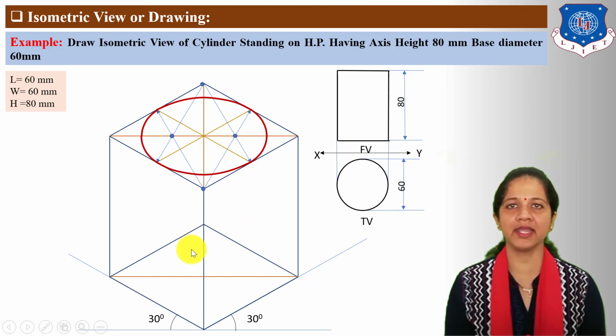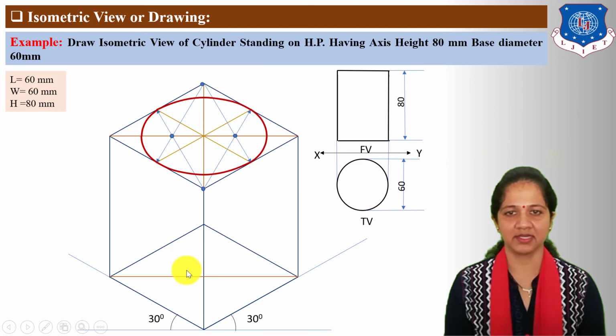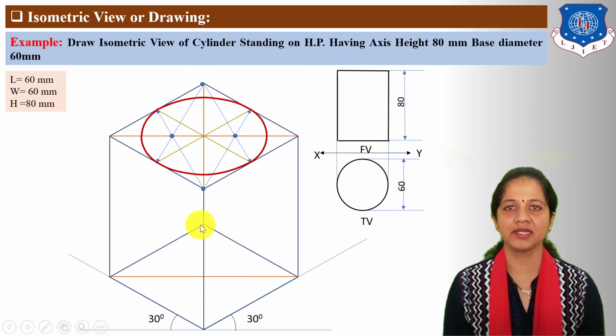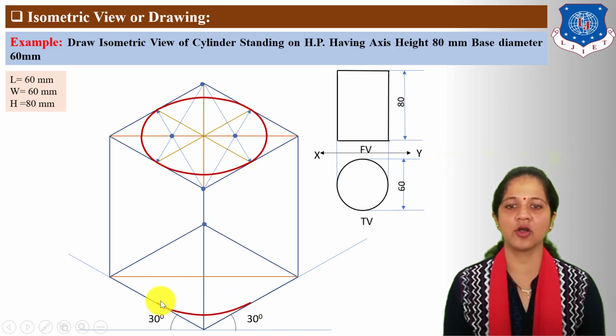Now in a 3D object, we cannot see the whole circle of the base. So how to complete the circle in the base? First transfer this center down by 80 mm height, because the total height of the cylinder is given as 80 mm, and locate here one center point. From this center point, draw an arc tangent to these two edges.